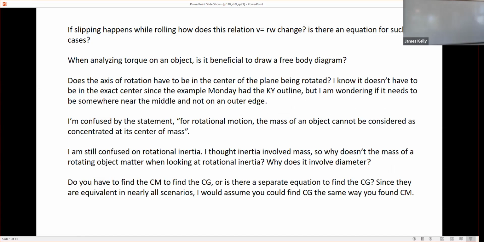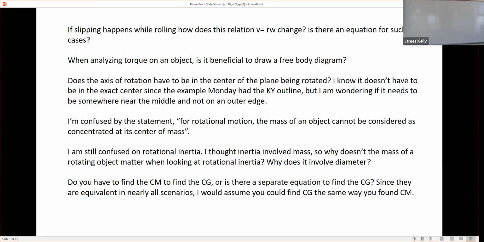And I thought I did, just because I'd fallen behind in this chapter on talking about reading response questions. I took some from both of the reading response sections in chapter 8. A lot of you echoed each other's kinds of questions, so I tried to take some of the most popular ones. Here's one that several people asked. If slipping happens while rolling, how does the relation V equals R omega change?